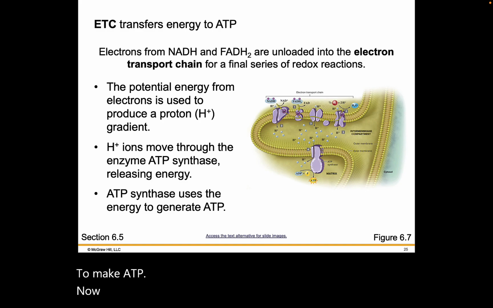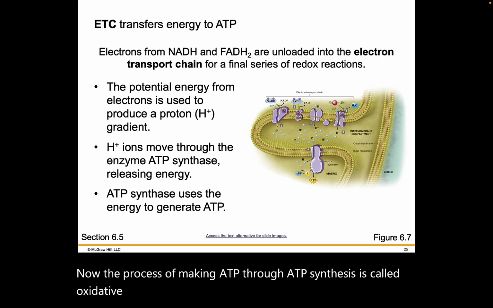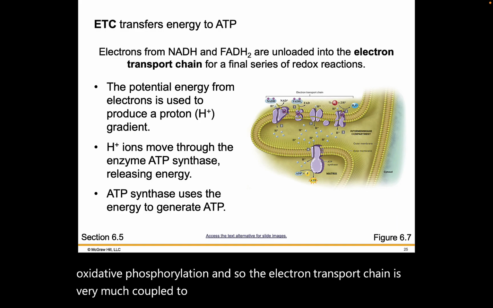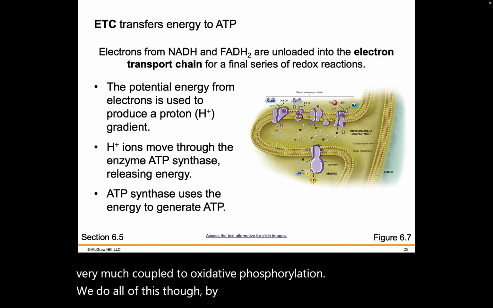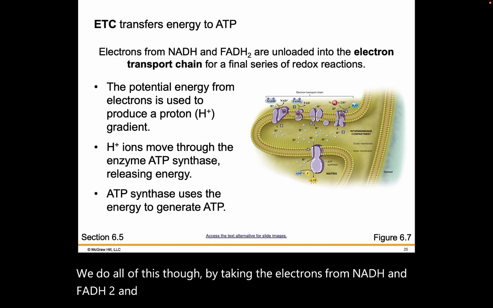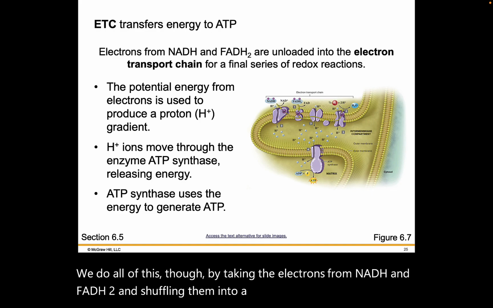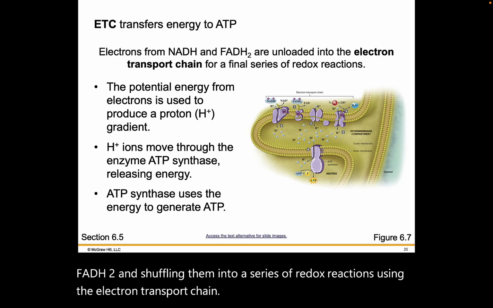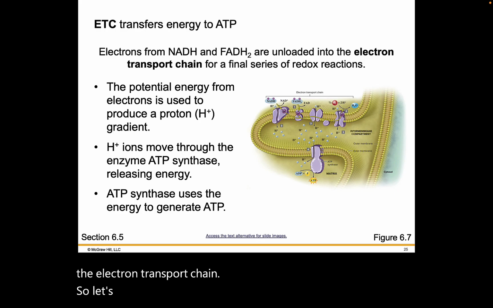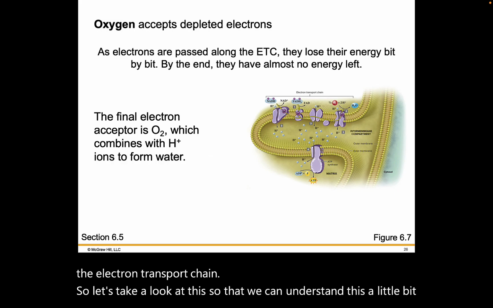Now, the process of making ATP through ATP synthase is called oxidative phosphorylation. And so the electron transport chain is very much coupled to oxidative phosphorylation. We do all of this, though, by taking the electrons from NADH and FADH2 and shuffling them into a series of redox reactions using the electron transport chain. So let's take a look at this so that we can understand this a little bit better.